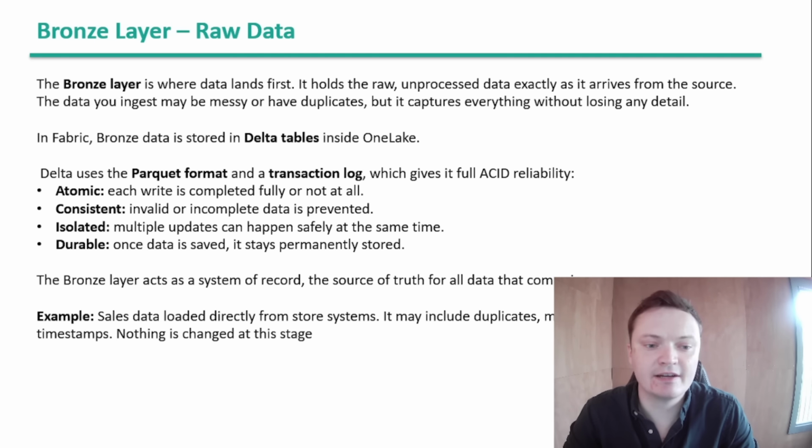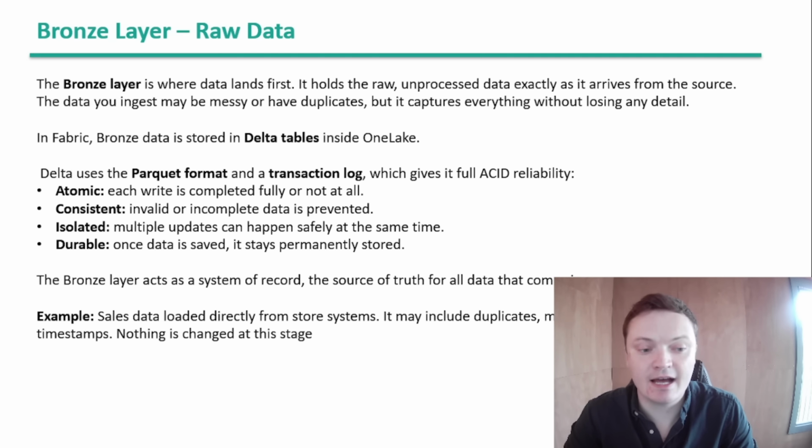So the bronze layer is where data first lands. It holds raw, unprocessed data exactly as it arrives from the source. The data you ingest may be messy, have duplicates, but it captures everything without losing any detail. In Fabric, bronze data is stored in delta tables inside OneLake. Delta uses Parquet format and a transaction log, which gives full ACID reliability.